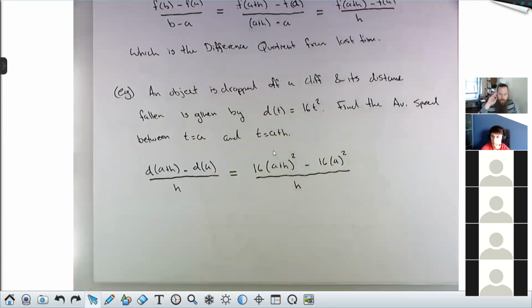And I'll tell you the goal in the back of our mind on these problems is to cancel the h eventually. Because, looking forward to calculus, my long-term goal is to send h to 0.